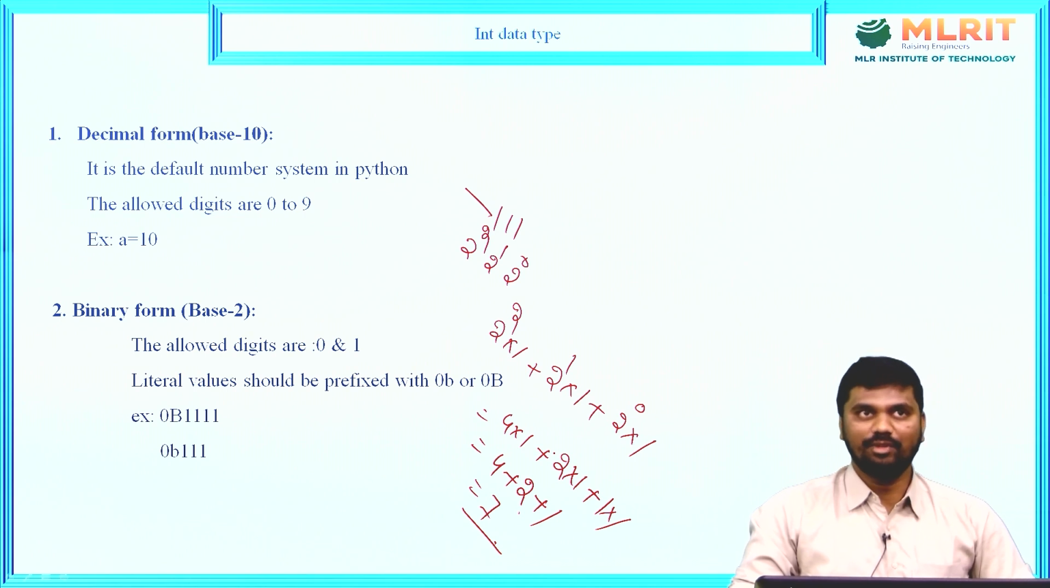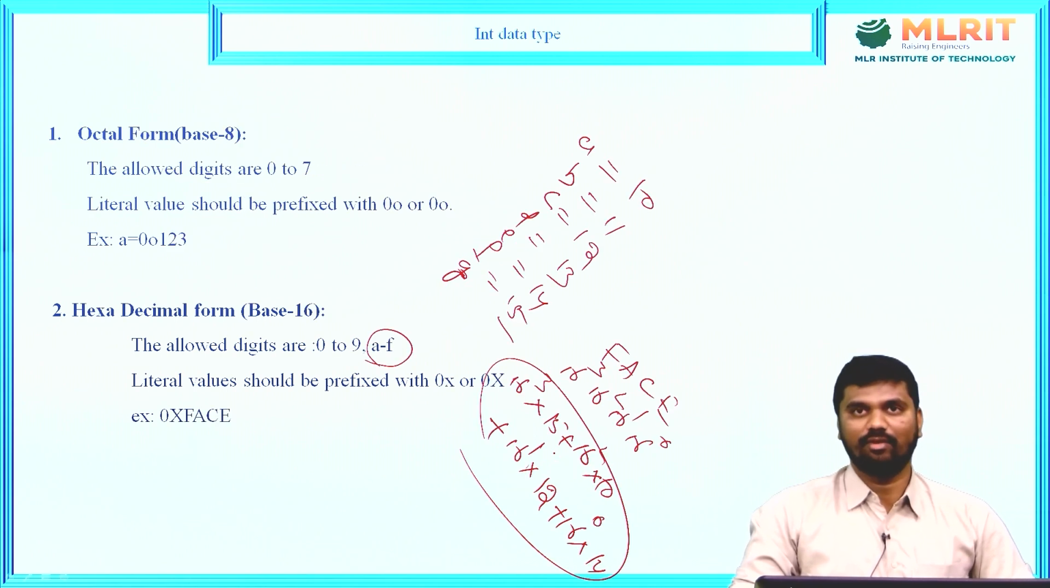And if you want to represent the int values in octal form, then you have to add the prefix 0o, small o or capital O. Next, if you want to represent int values in hexadecimal form, then you have to add the prefix 0x, small x or capital X. So this is the thing. These are all the representations of integer values.